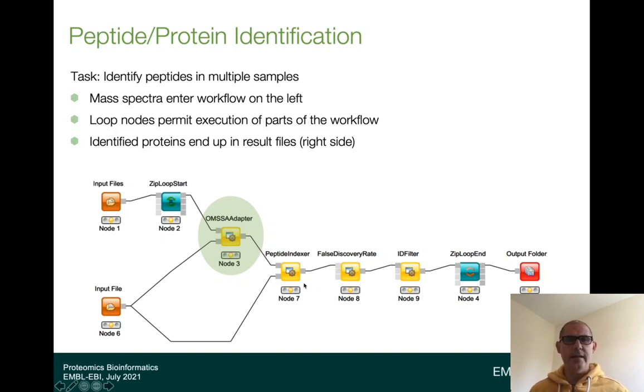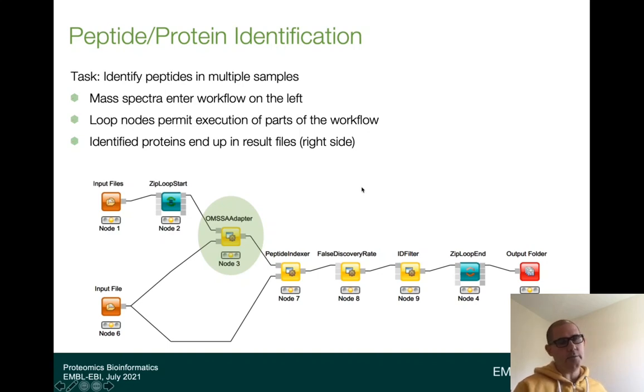And then after that, as I said, there are multiple steps that always happen in a protein identification. When you identify the peptides, you need to map those peptides to proteins. That is what is called the peptide indexer. Then you need to do the protein FDR calculation and filter the peptides that you're not interested in, depending on the FDR steps and so on.